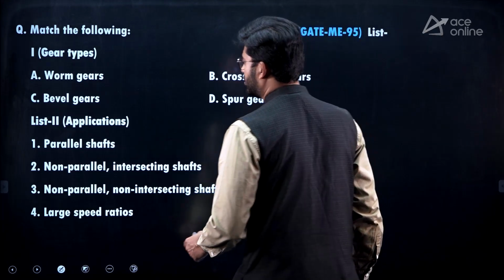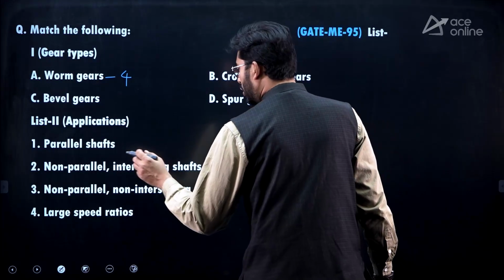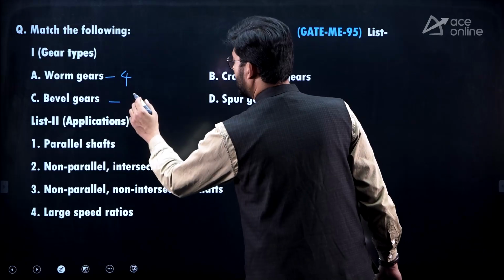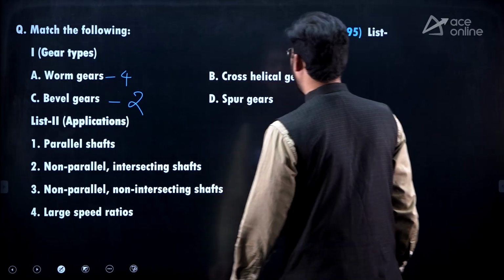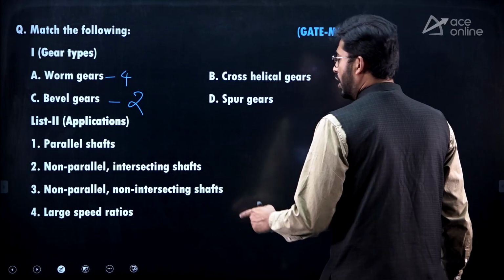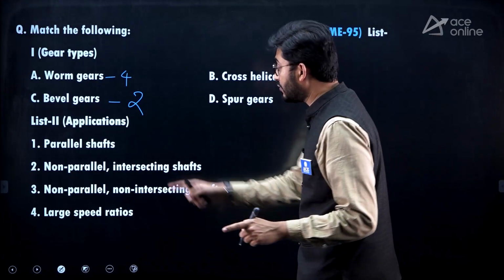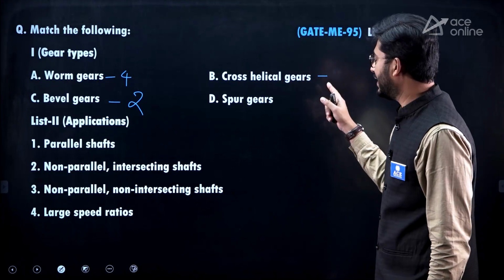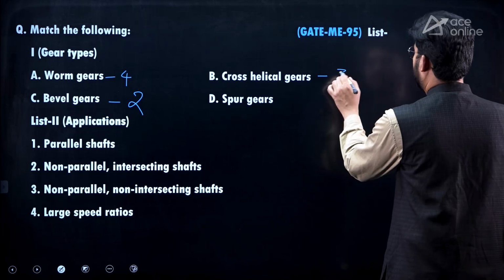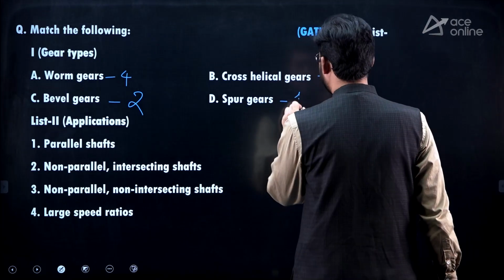Large speed ratios is for the worm gears, that is A4. Bevel gears is having non-parallel shaft, non-parallel and intersecting, that is C2. Crossed helical gears is for the non-parallel and non-intersecting shaft. Helical gears is for parallel shaft, but crossed helical gears is for skew shaft, that is non-parallel and non-intersecting, that is B3. And spur gear, it is a very basic one, and that is for parallel shaft.